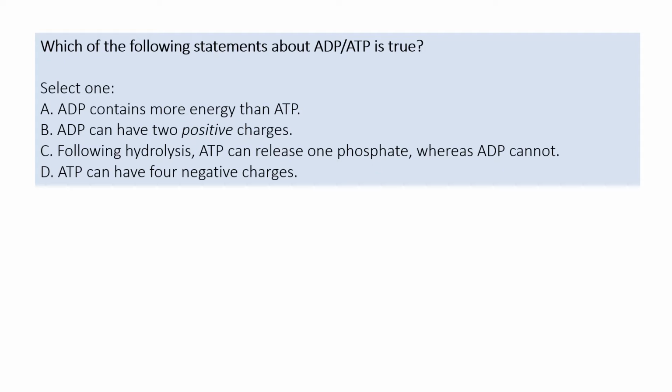So here, ADP contains more energy than ATP. Right away this is wrong because we know that ATP has 3 phosphates while ADP has 2 phosphates. Then AMP has only 1. This is monophosphate. So adenosine triphosphate, adenosine diphosphate, adenosine monophosphate. And of course, ATP has more energy than ADP, and ADP has more energy than AMP. So A is wrong.